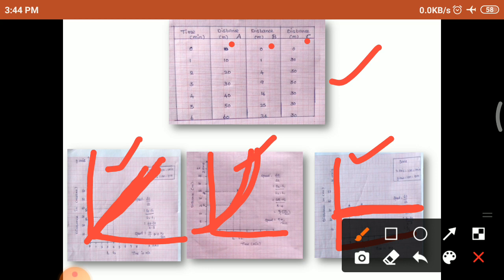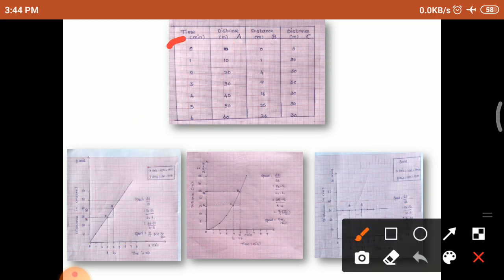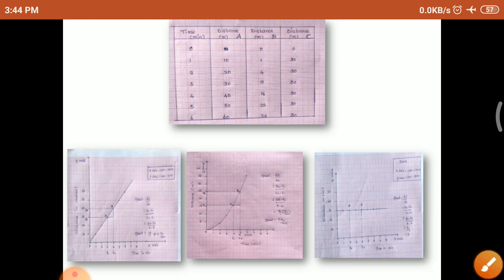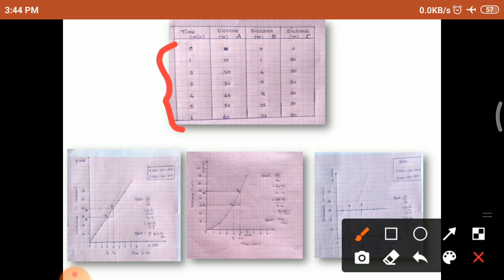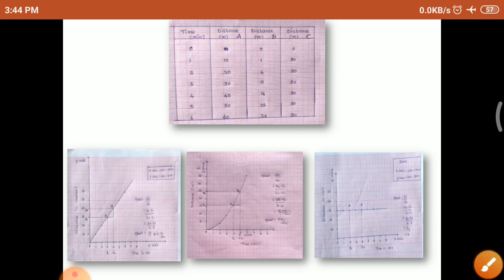When the object covers equal distance in equal intervals of time, we get uniform speed. When the object covers unequal distance in equal intervals of time, we get a non-uniform speed graph. When the object covers the same distance, we get an object at rest. So this is the difference between these three graphs.